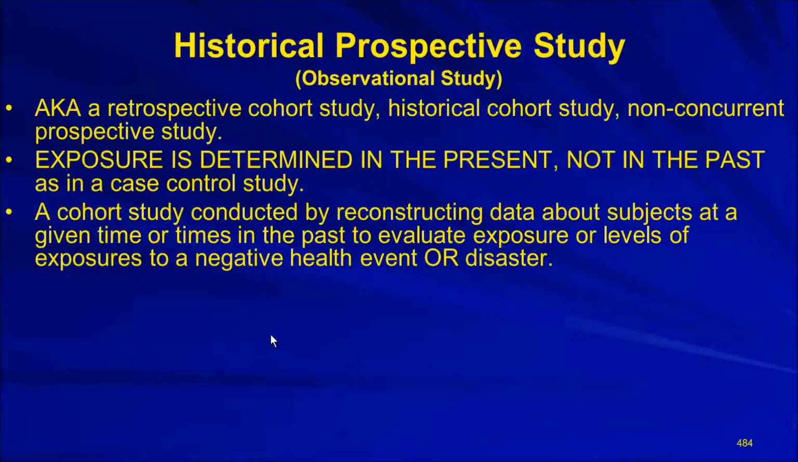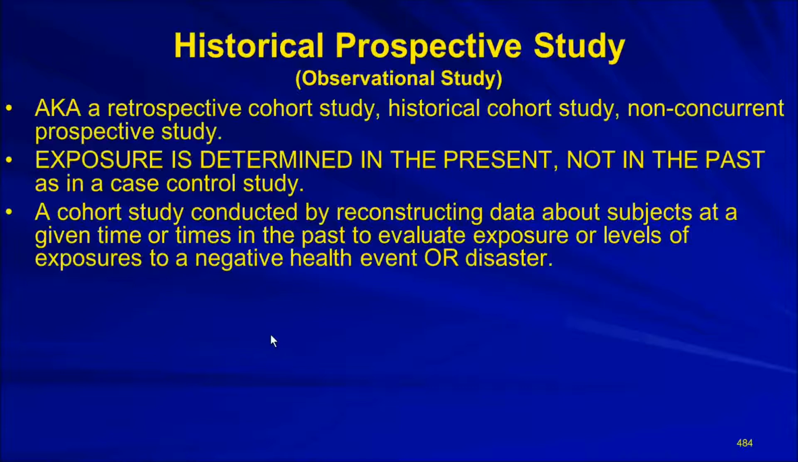A historical prospective study is obviously an observational study, that's all we've been addressing here for several slides now. It is also known as a cohort study, a historical cohort study, a non-concurrent prospective study, and other terms. I was trying to tell you that oftentimes different labels are used because people want to earmark these particular study designs as their own when they've been in existence for a long time.